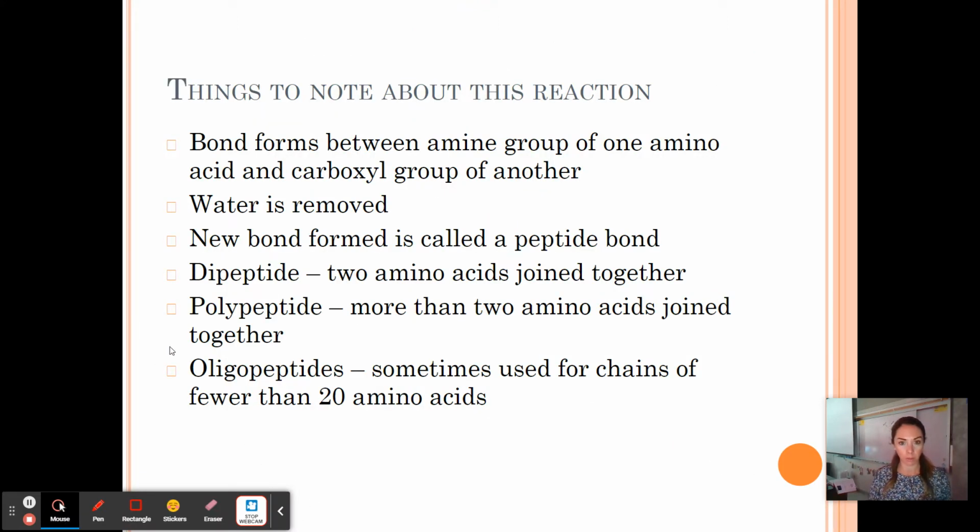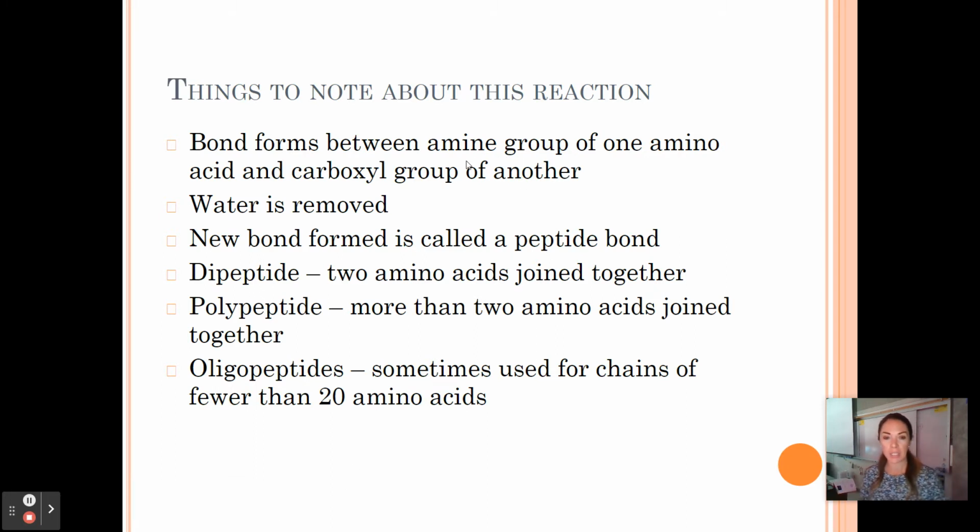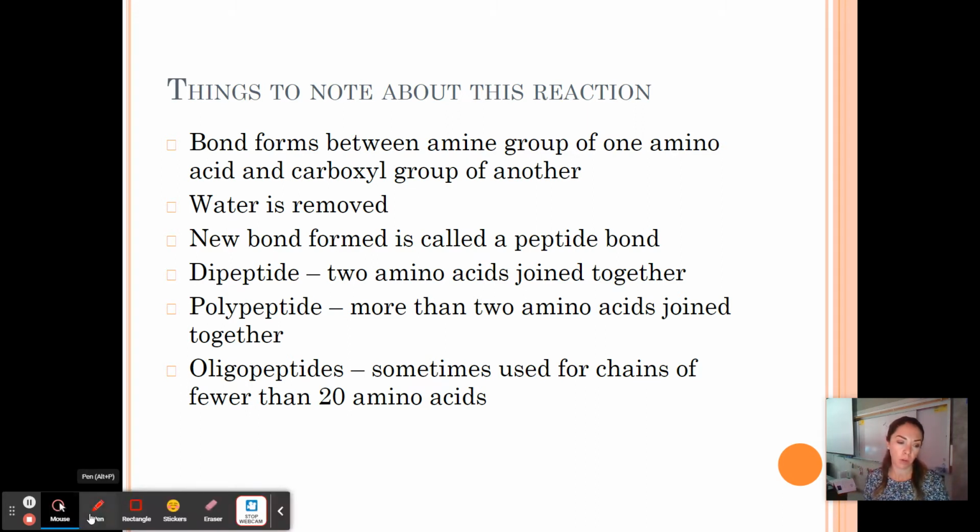So things to note about this reaction. I basically just said those things, but now you can make sure you have them spelled right, and you have those actually in your notes, right? And so the bond is formed. We've already looked at that between my amine group, right, and the carboxyl of another. I get that H2O that is removed during condensation, and that new bond that's formed is called a peptide bond.